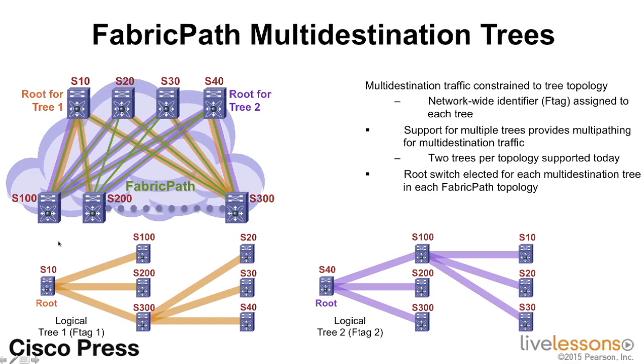You can see how the tree is built out for each one of the trees. S10 from a logical standpoint is the root, with a path to switch 100, switch 200, and switch 300. And via switch 300, I now have a path to switch 20, switch 30, and switch 40. You can see the same thing with tree 2: switch 40 is the root, switch 100, switch 200, and switch 300 are our leaves, and there's a path to switches 10, 20, and 30 as our best path through switch 100. So this gives you an idea about multi-destination trees within the FabricPath environment.